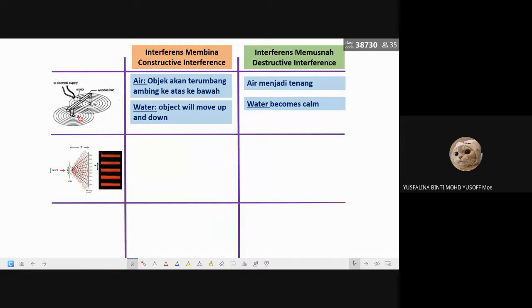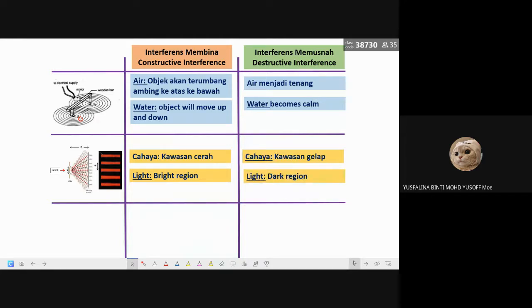And then the next one is the light. Okay, this was for the water. For the light, you can see there are bright and dark fringes. The bright fringes are the constructive interference, while the destructive interference is the dark fringes. How can you recognize which one is constructive and which one is destructive? For light, the bright one is constructive, the dark one is destructive.